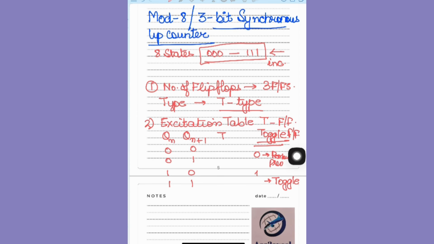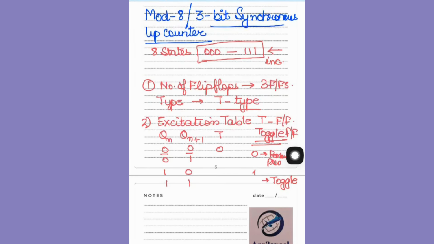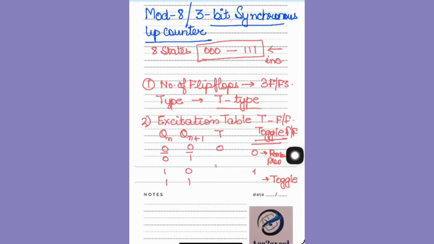Now if you look at the table, present state is 0, next state is 0, it is a scenario of hold. If it is a scenario of hold, that means T is equal to 0. Now check the second one. Present state is 0, next state is 1. There is a change of state, that means T would be 1. Again, present state is 1, next state is 0. Again, the value is toggling, so T will be 1. Now, present state is 1, next state is 1, hold is there, that means T is equal to 0. So this is how you get the excitation table of T flip-flop.